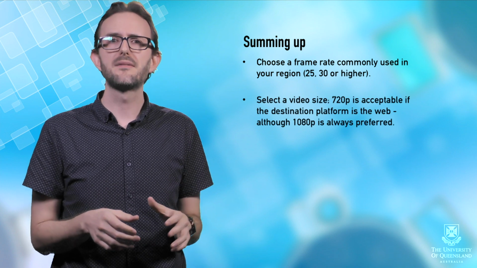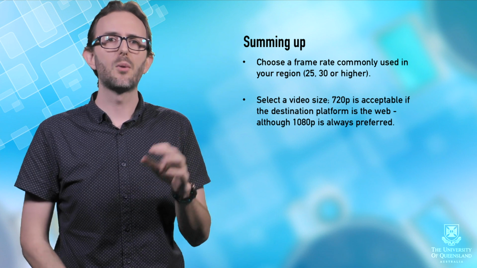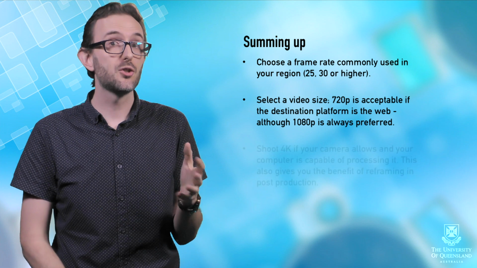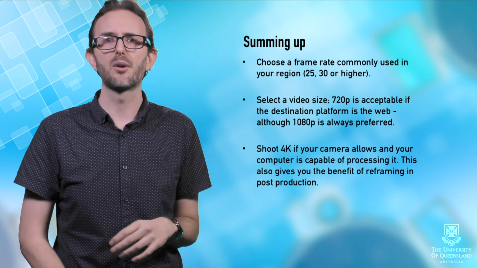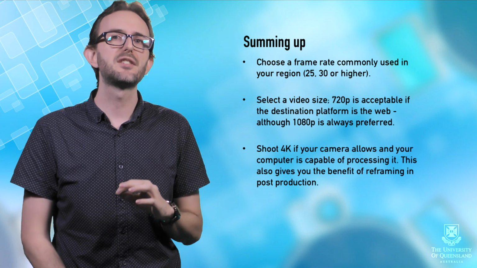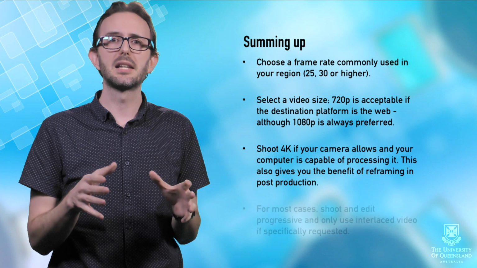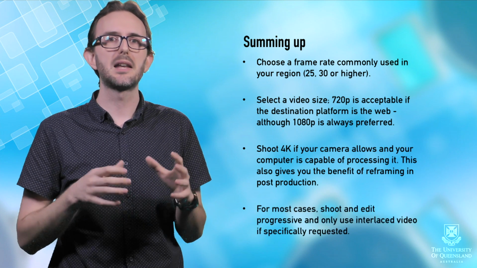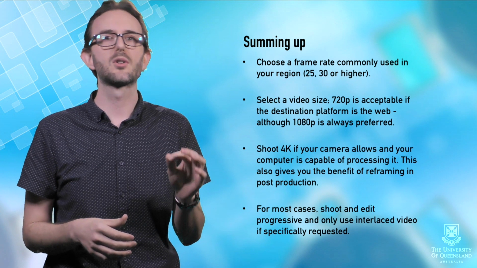720p is acceptable if the destination platform is the web, although 1080p is always preferred. Shoot 4K if your camera allows and your computer is capable of processing it. This also gives you the benefit of reframing in post-production. And finally, for most cases, shoot and edit progressive and only shoot interlaced if specifically requested.